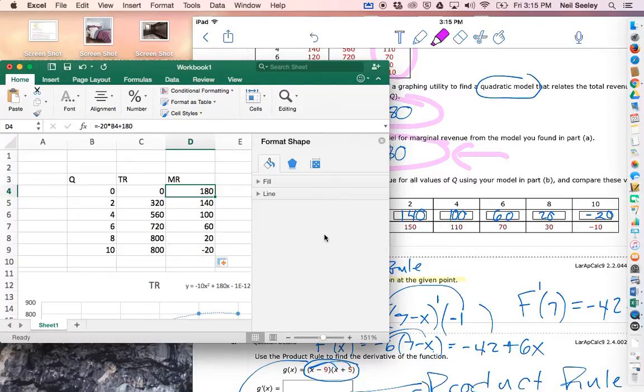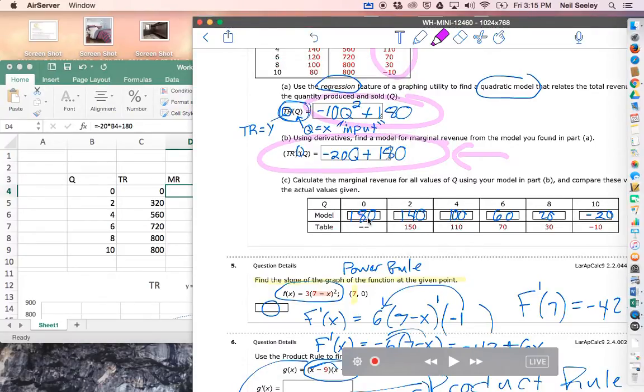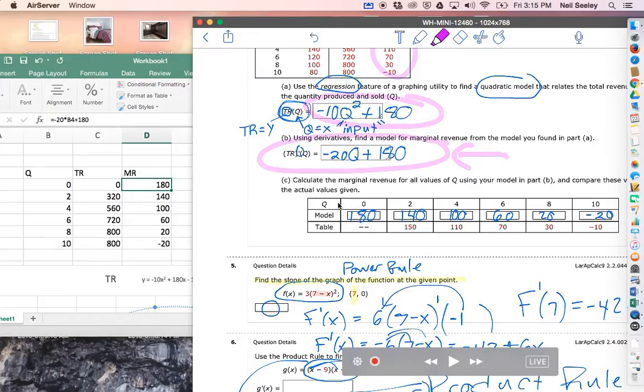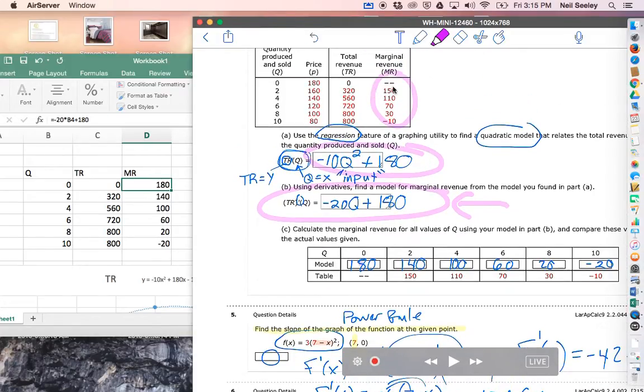Those are our marginal revenue values. And over here, I plugged them into this table. The problem says, please put in the marginal revenues from using the derivative, and that's what I did. I plugged those in, and you notice I've got them in the table: 180 when the quantity was 0, 140, 100, all the way down to negative 20. Then you're supposed to compare them to what was actually in the table we were given from the beginning that you see up here, and they're pretty close.